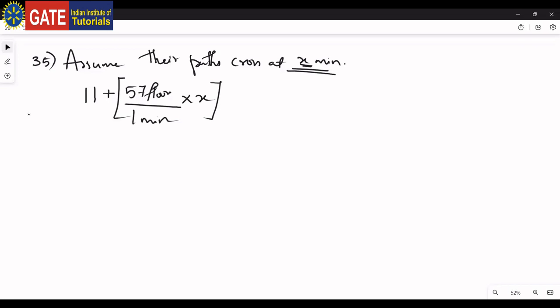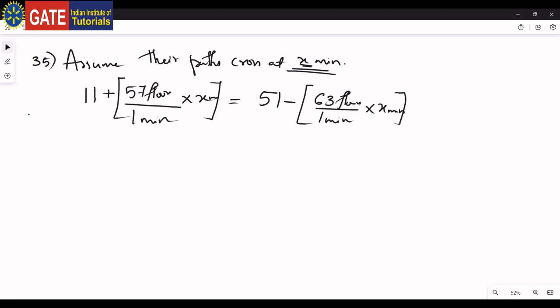And at the same floor, who will also be there? Albert will also be there. And what is the condition for Albert? Albert was at the 51st floor. Then he started to ride down. So it is minus. Ride down at what rate? 63 floors per minute, meaning 63 floors in 1 minute, into how many minutes are we considering? We are considering X minutes. Okay. So this will be there.